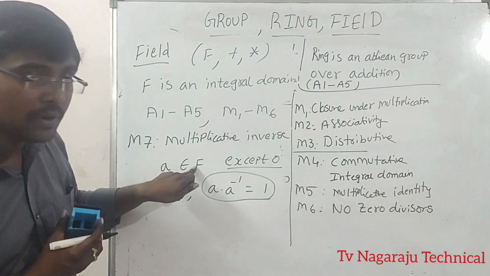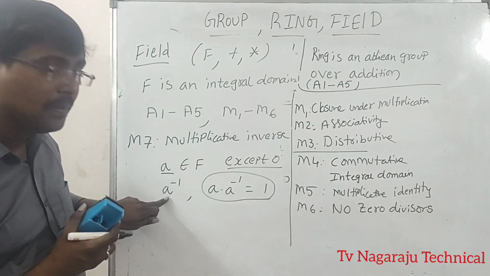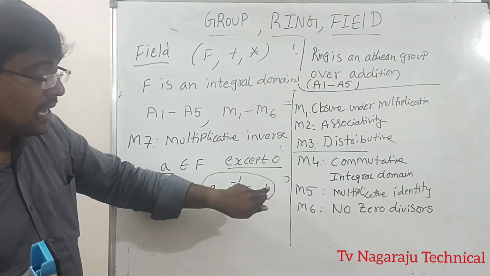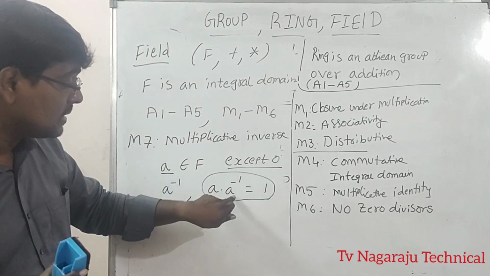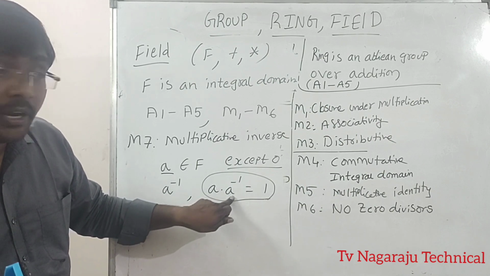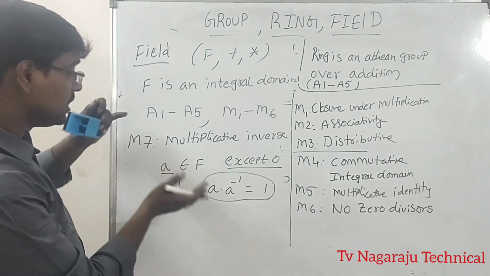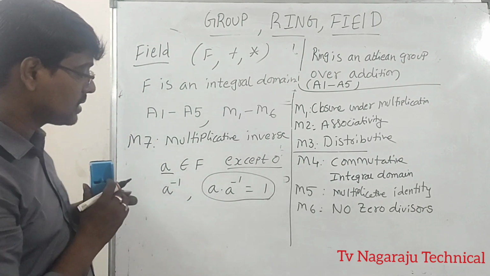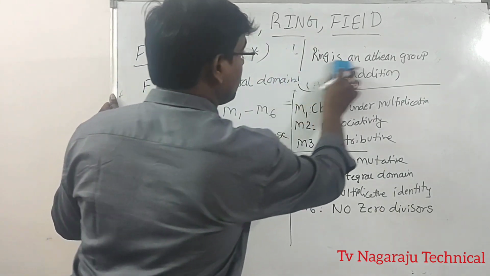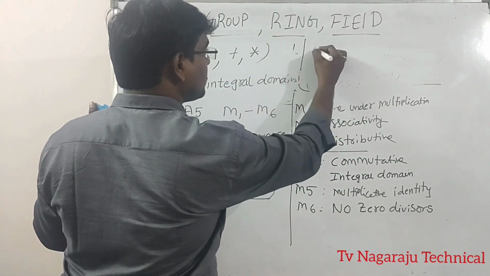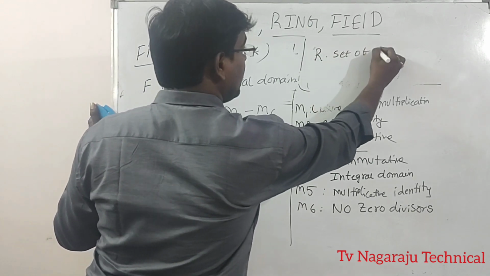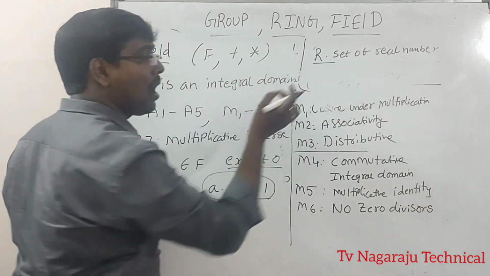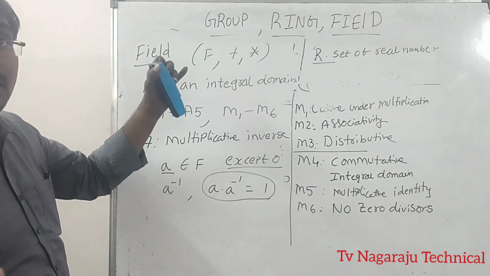Consider an element A from the F. If there exists an element A inverse in the F such that A into A inverse is equal to 1, this A inverse is called the multiplicative inverse for A. If this property is also satisfied, that is called a field. Now, for example, R is the set of real numbers. R is a field.